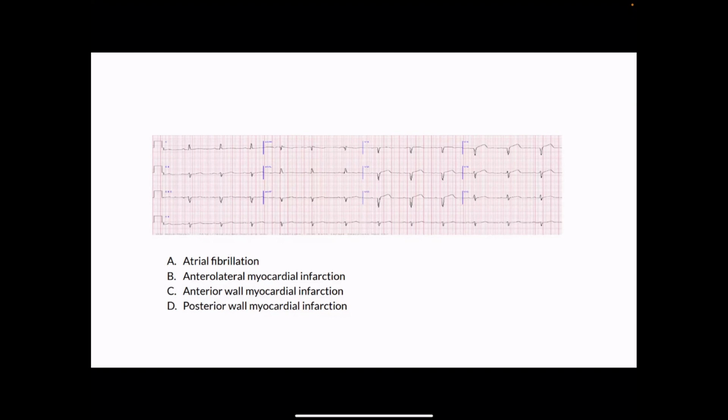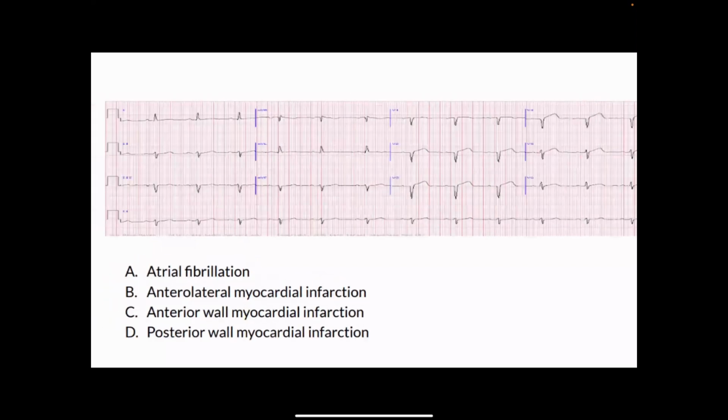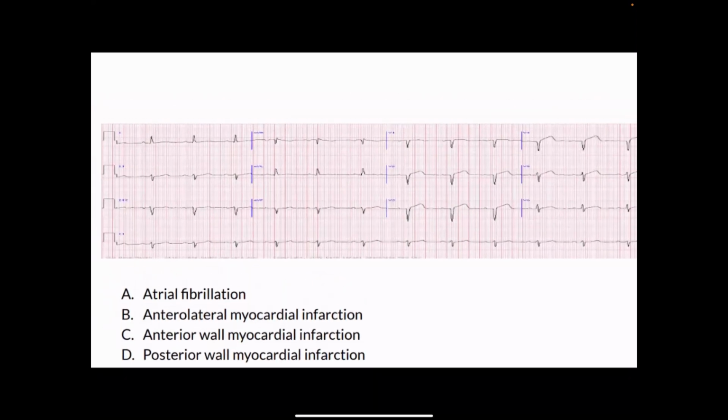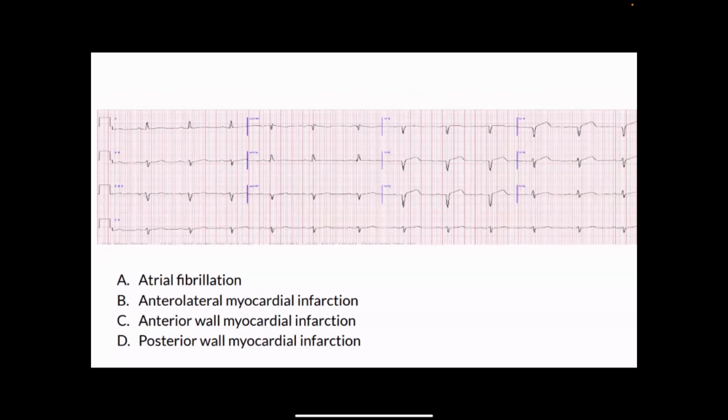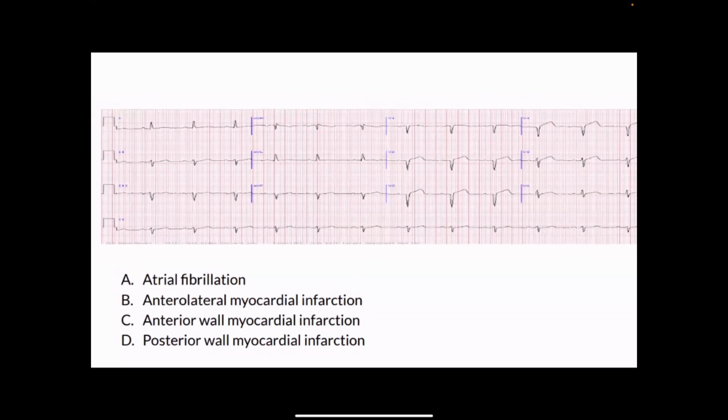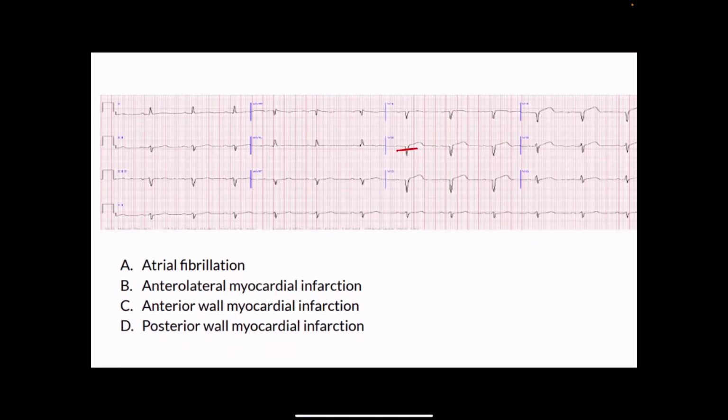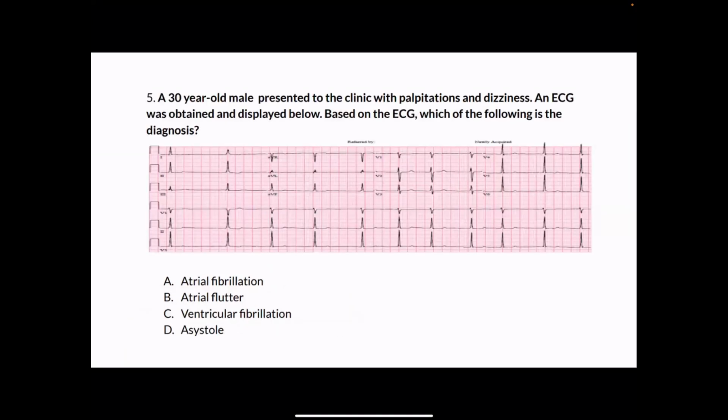What about this one? Anterolateral, I guess? Okay, which leads are you looking at? V2, 3, 4, 5. Okay, yes, I see it in V2, V3, V4, V5, but there's none in V6. Not V6. So anterior, I guess. Yes, anterior wall. What about this one?